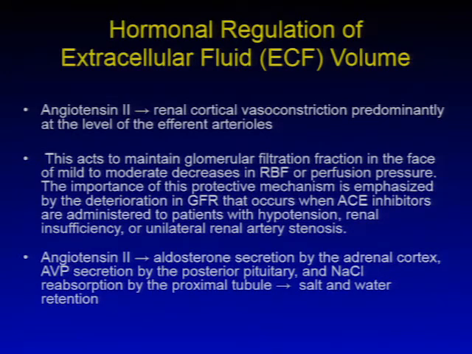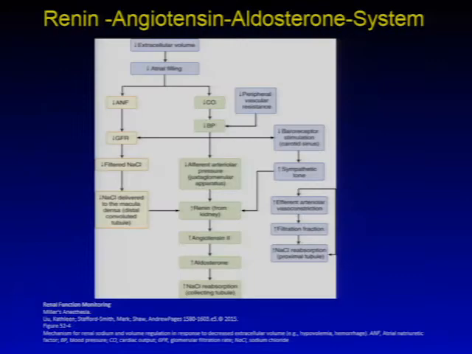Angiotensin II causes renal cortical vasoconstriction, predominantly at the level of the efferent arterioles. This acts to maintain the GFR in the face of mild to moderate decrease in renal blood flow or perfusion pressure. Angiotensin II causes aldosterone secretion from the adrenal cortex, AVP secretion from the posterior pituitary, and sodium chloride reabsorption from the proximal tubule, causing salt and water retention, as depicted in this slide.